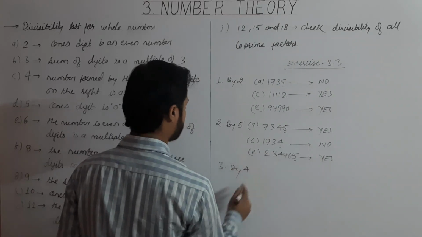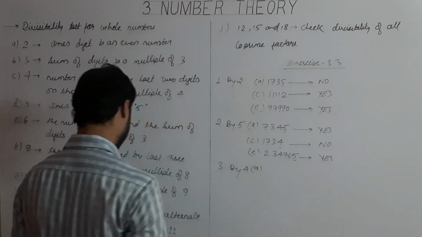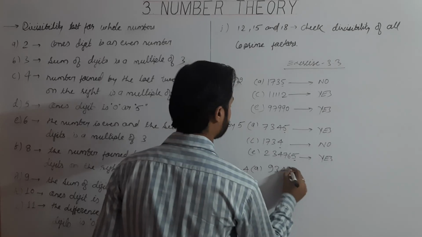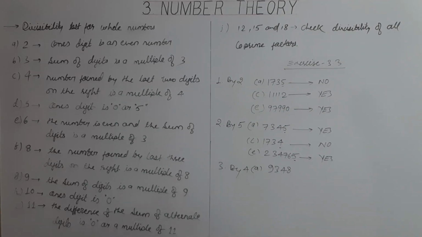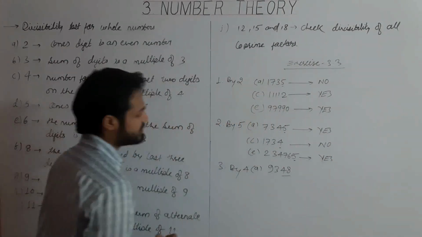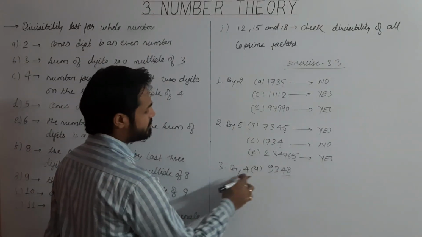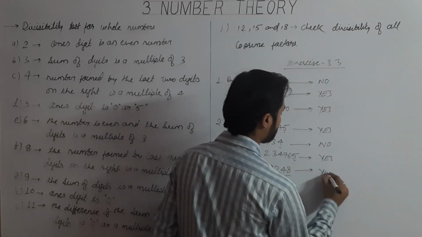Third question, by 4. So we have to check divisibility by 4. Part A, the given number is 9348. Now for 4, the number formed by the last two digits on the right should be a multiple of 4. So we have to check the last two digits. The last two digits are 48. Now 48 is divisible by 4.